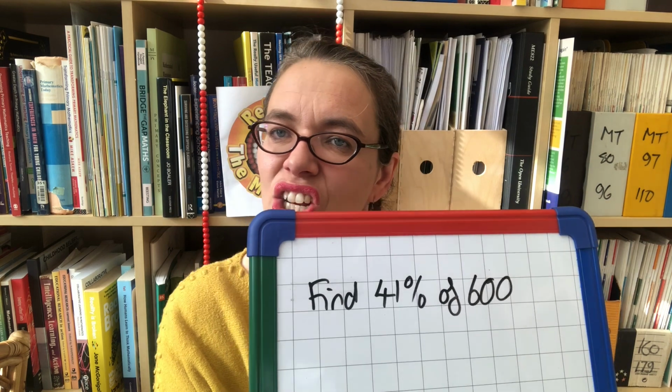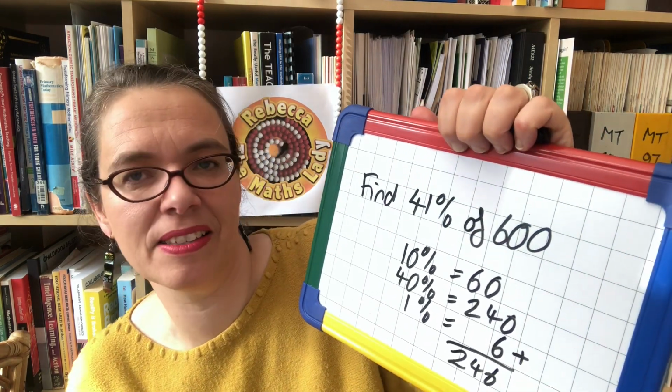And then your final stage of teaching this topic is where you give children individual questions like find 41% of 600, and they're starting to lay out their working. Well, 10% is 60, and they may choose to do 4 lots of that, or they may multiply up. So 40% is 240, and 1% is 6. They understand that they're adding these two numbers, so the answer is going to be 246.